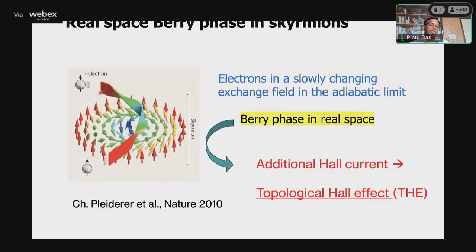So, a 360-degree rotation. This goes adiabatically in a cyclic process, but not in K space; this is in real space. These electrons see a slowly changing exchange field, which we call an emergent field in the adiabatic limit. Then these electrons will acquire a Berry phase, now in real space. In analogy to the Berry phase in K space, this real space Berry phase gives an additional Hall component.